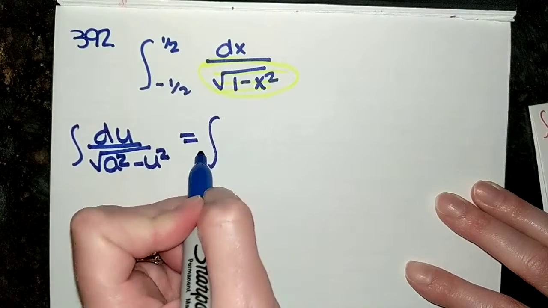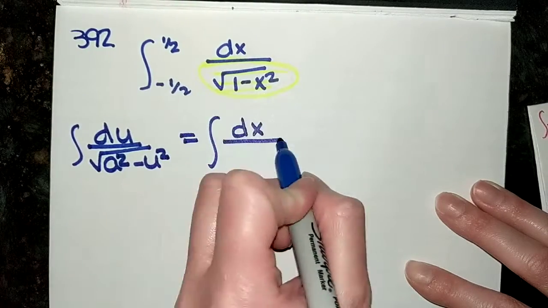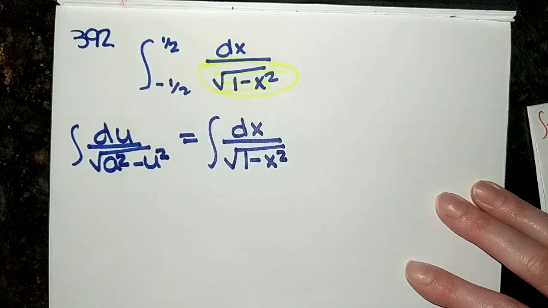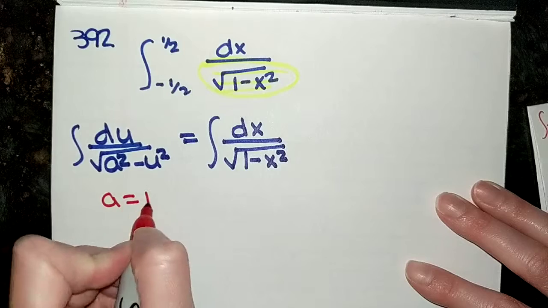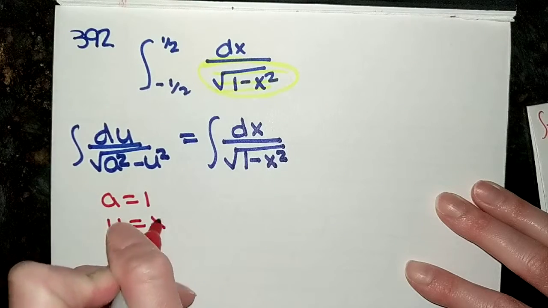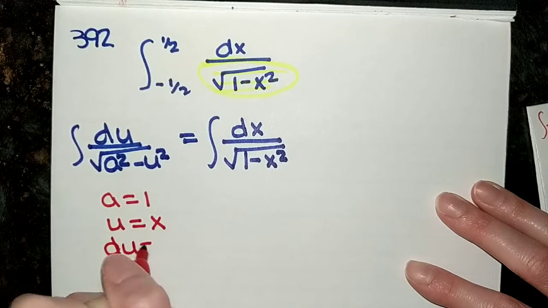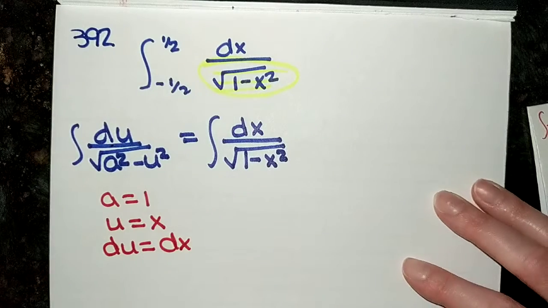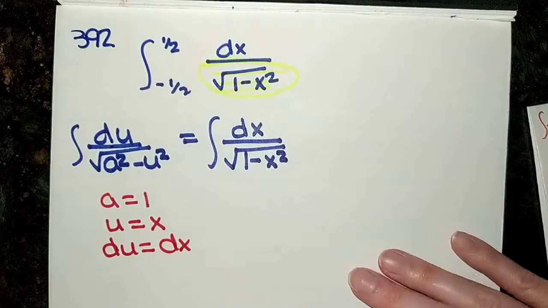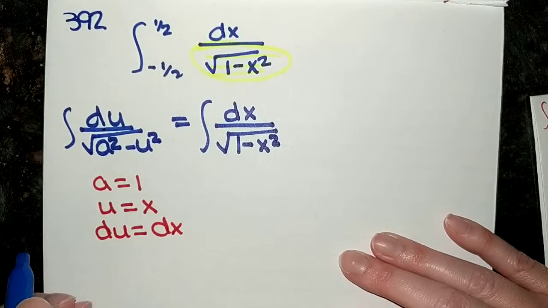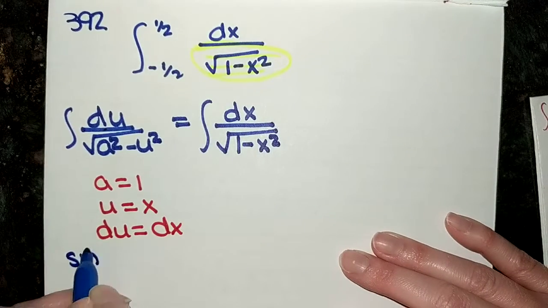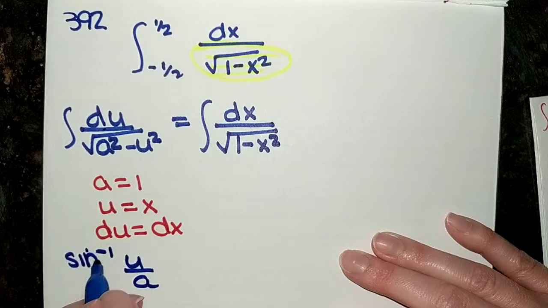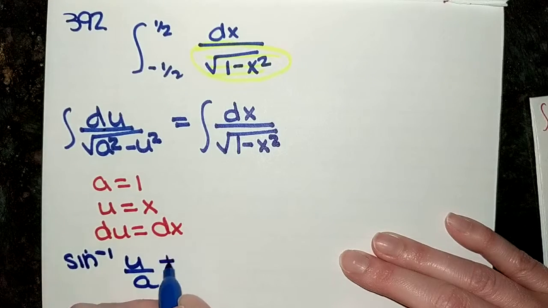So if you look at your current integral, where you have dx over the square root of 1 minus x squared, you'll see that your a is equal to 1, your u is equal to x, and du is equal to dx. So you have a one-to-one relationship with everything plugged in there. Then you can plug in your formula, and for arc sine, that's the one that you do not have to multiply by 1 over a. It's just going to be sine inverse of u over a plus c.